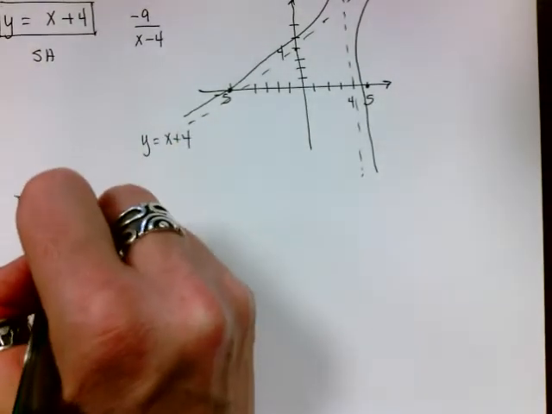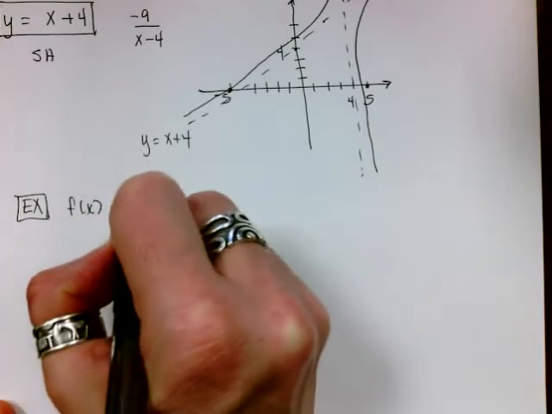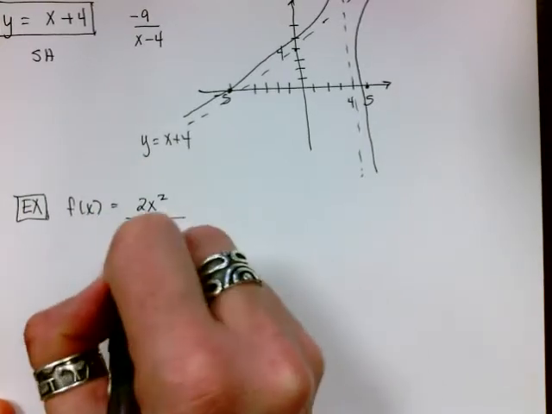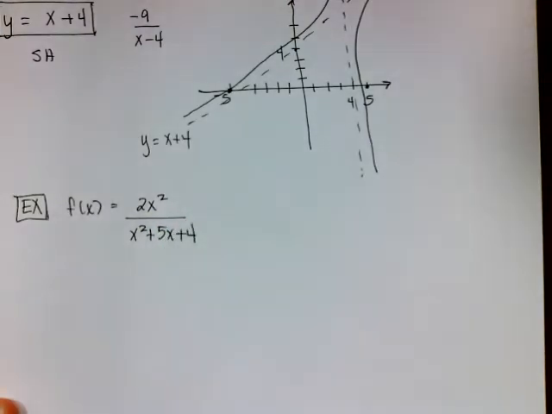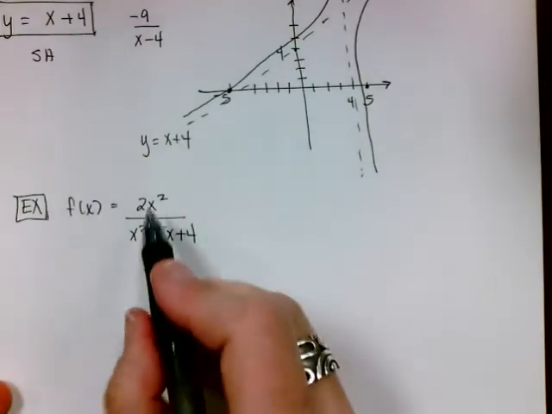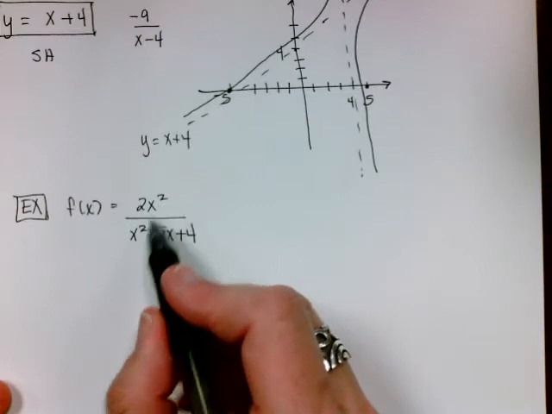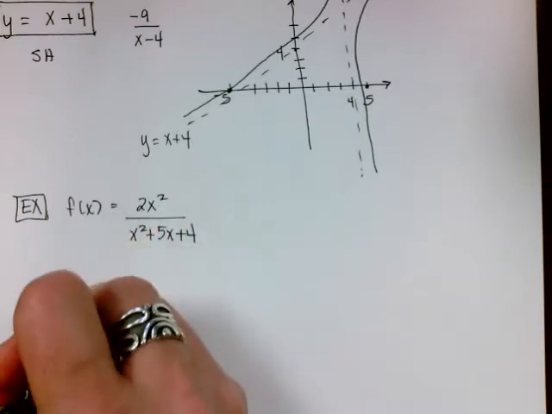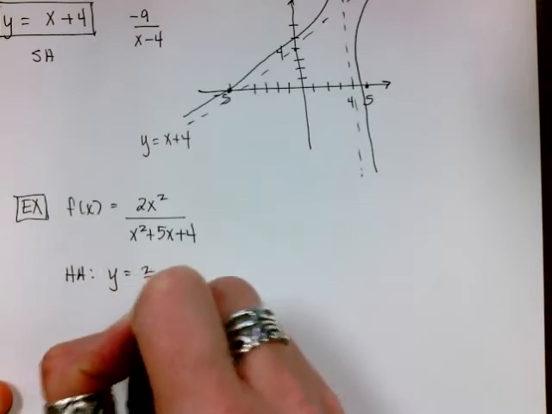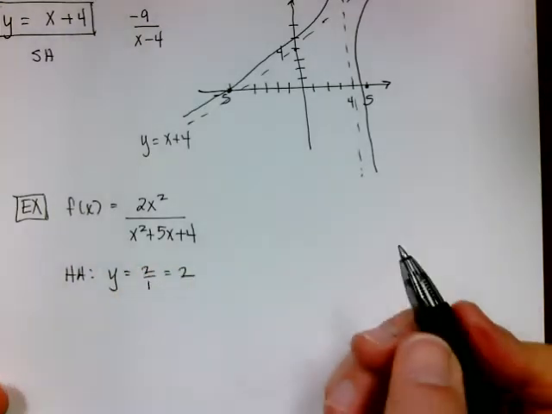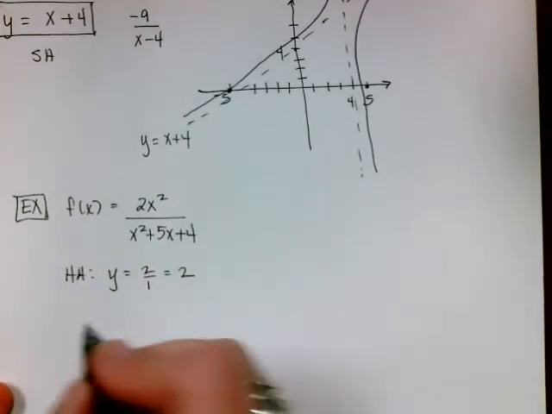Okay, our next one, f of x is equal to 2x squared over x squared plus 5x plus 4. So a couple of things to notice. The degree is the same, top to bottom, second degree, second degree. So my horizontal asymptote is going to be y is equal to 2 divided by 1. So I'm going to have a horizontal asymptote at y is equal to 2.